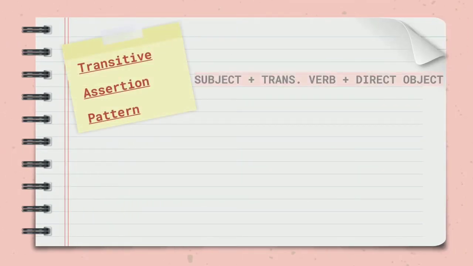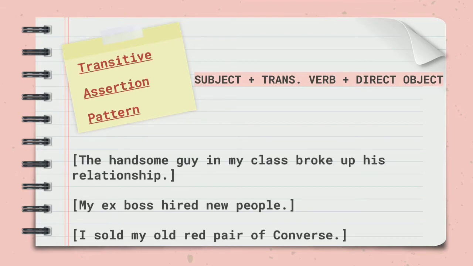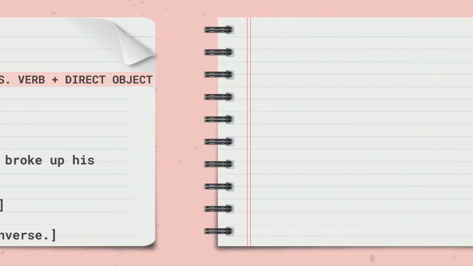In the third place, we have the transitive assertion pattern. It requires a subject, a transitive verb, and an object, as all transitive verbs need to be followed by an object. For example, the handsome guy in my class broke up his relationship. My ex-boss hired new people. And I sold my old red pair of Converse.